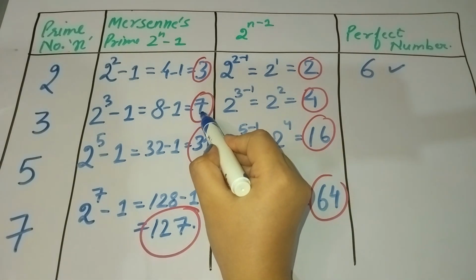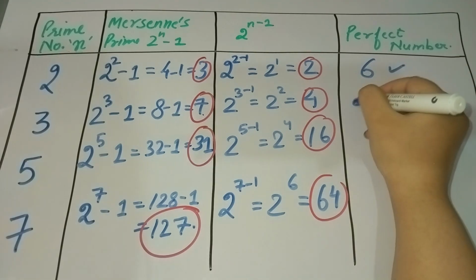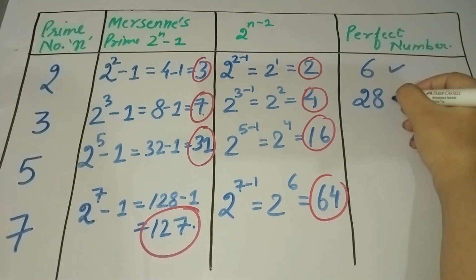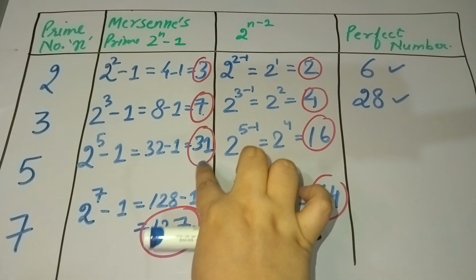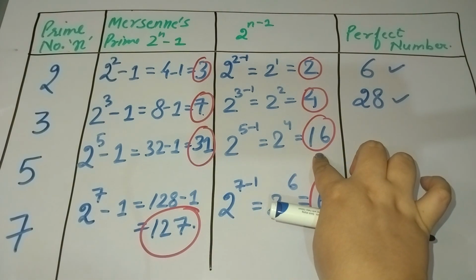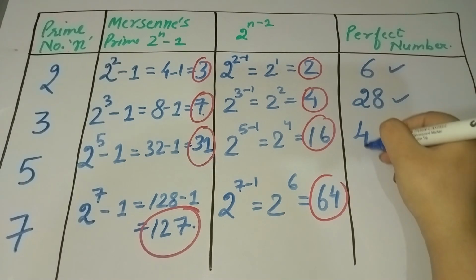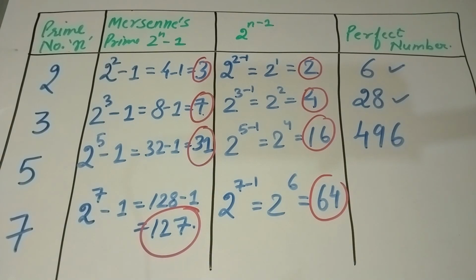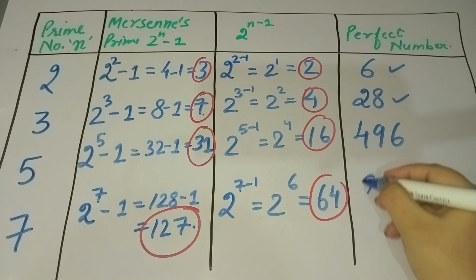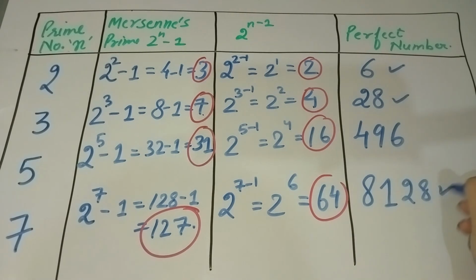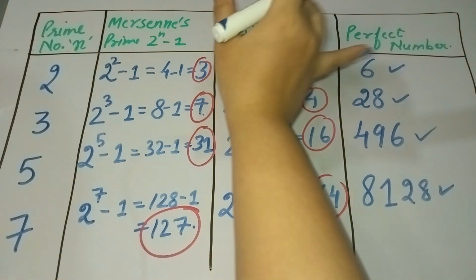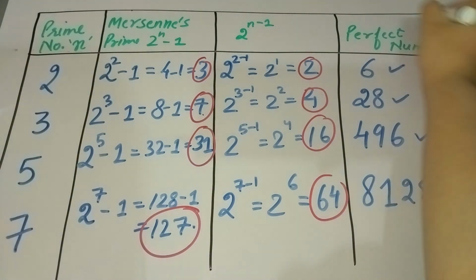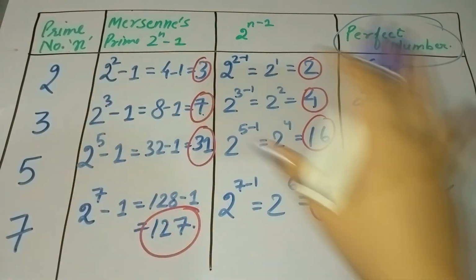Similarly, if I multiply 7 into 4, I get 28, and 28 is also a perfect number. Similarly, if I multiply 31 into 16, I get the third perfect number, that is 496. And the same way, if I multiply 127 with 64, I get 8128, which is also a perfect number. So can you see the pattern? When I multiply the Mersenne prime with a power one less than n, we get a perfect number. So can I write a general formula?